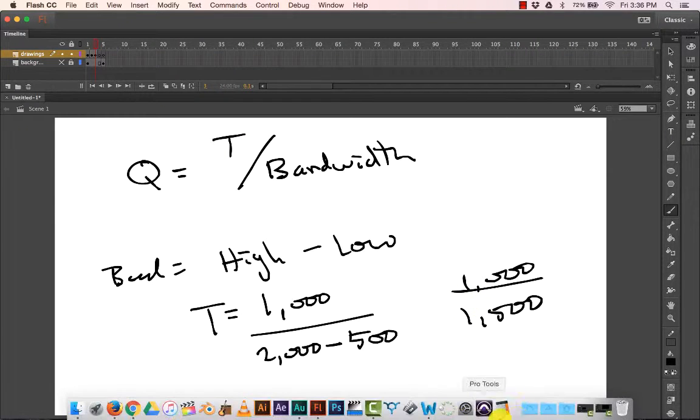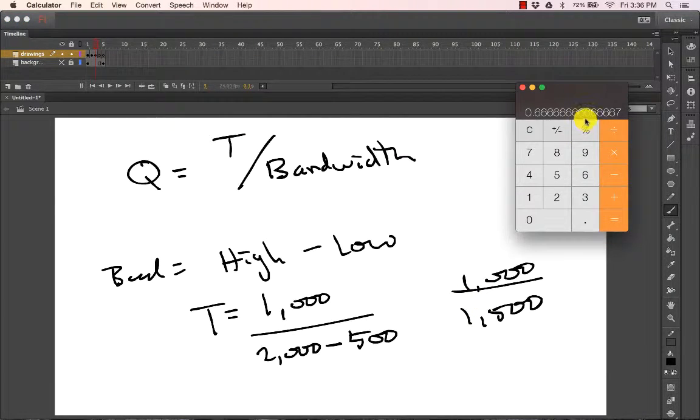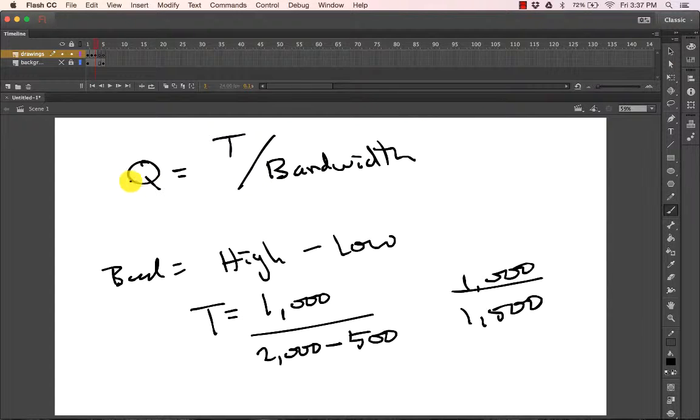Let's go to our calculator. 1000 divided by 1500 equals 0.66666. So it's basically 2/3. And this ratio is always going to be the case anytime you have a bandwidth that is 2 octaves, 1 octave below and 1 octave above. Let's just test this out again.